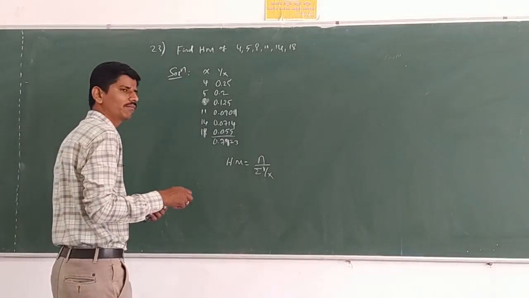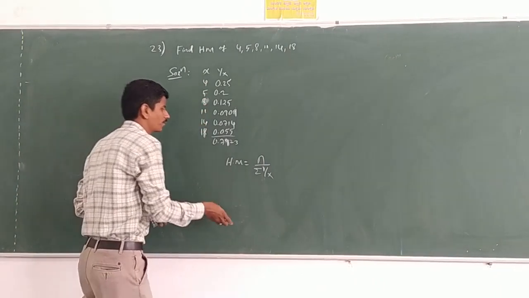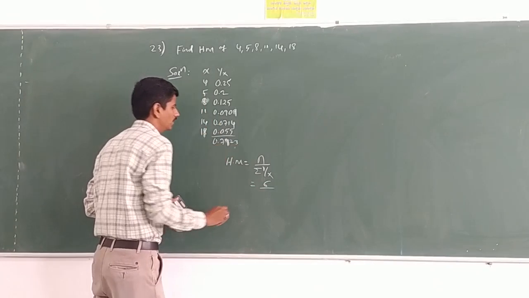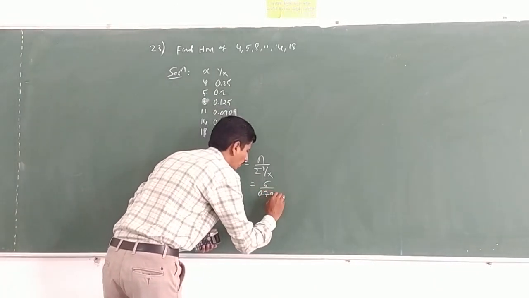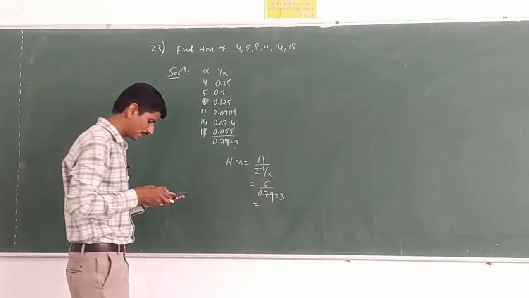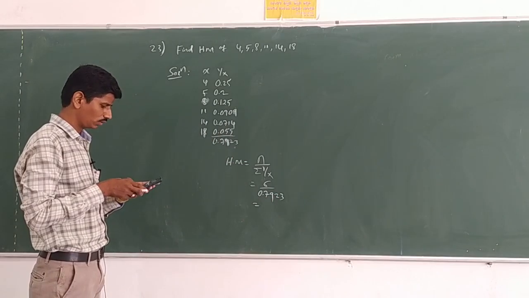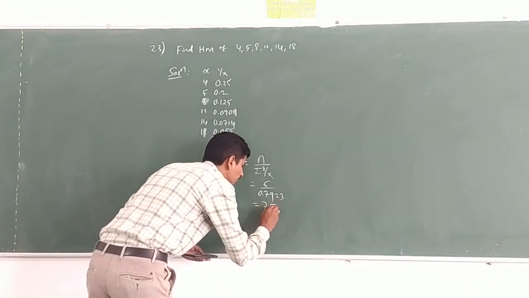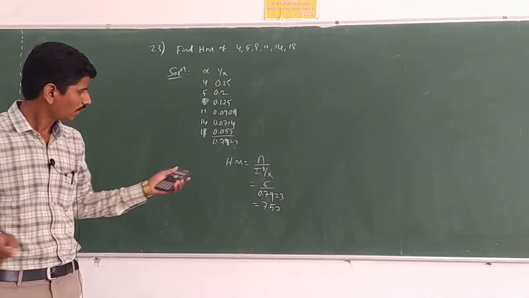Here n value is the number of observations. The number of observations are 1, 2, 3, 4, 5, 6. Here n is 6. 6 divided by sum of 1 by x, which is 0.7923. 6 divided by 0.7923 is 7.57. 7.57 is the answer.